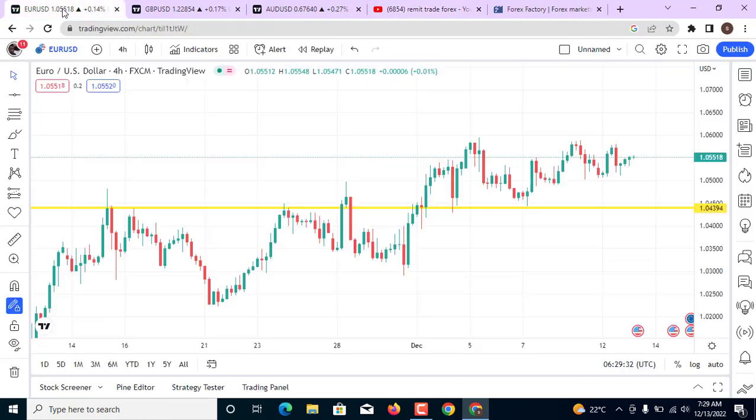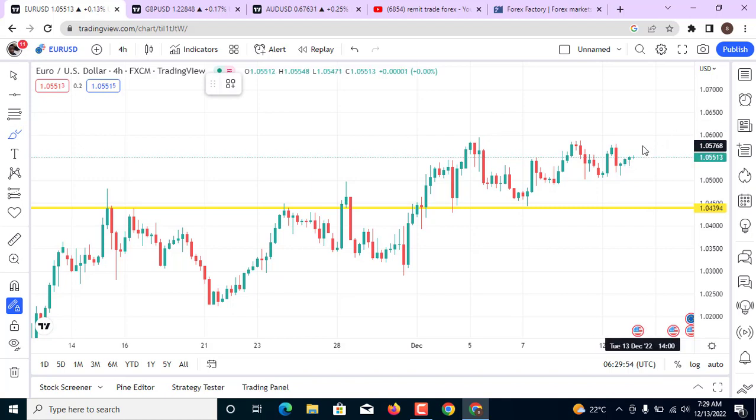On the EUR/USD, the market moved from here to this area of resistance and came back down, and right now the market is trading at 1.0552. Because we have CPI data today and an FOMC meeting tomorrow, I am expecting this market to move a little bit to the upside.